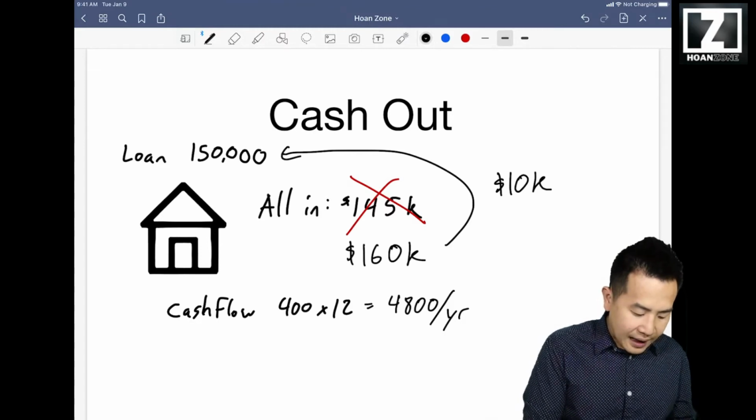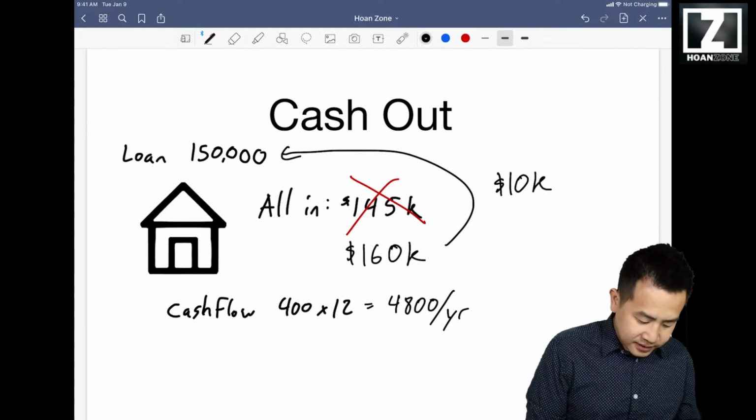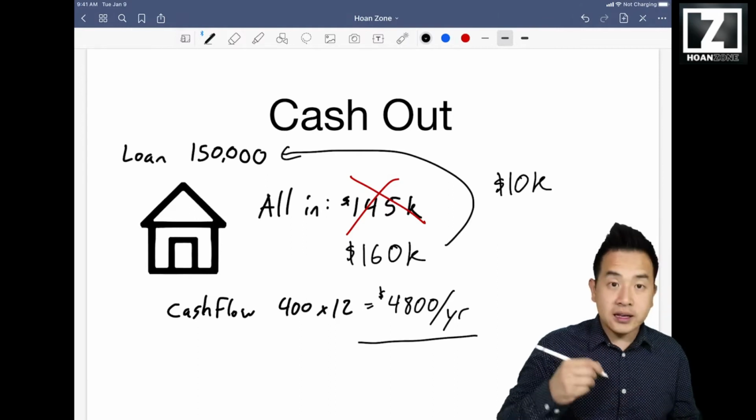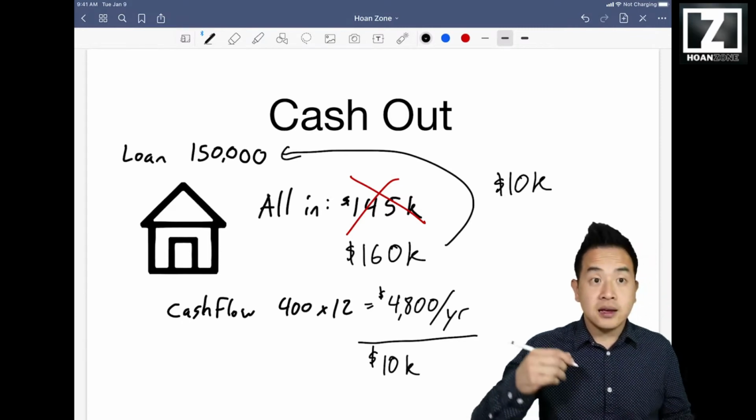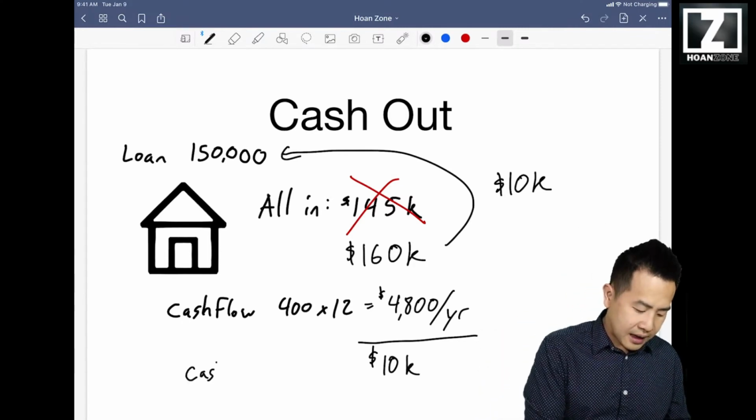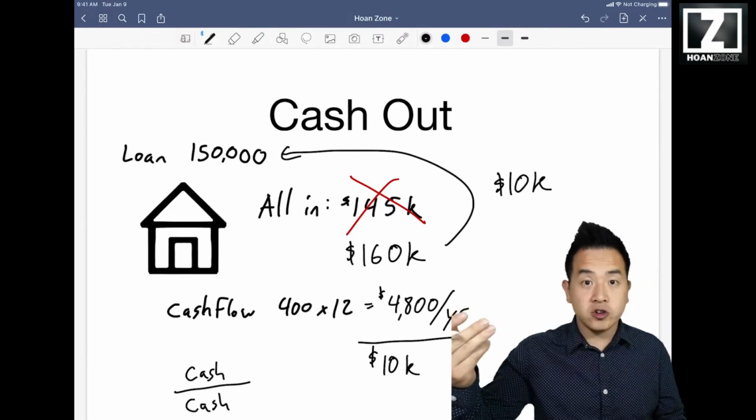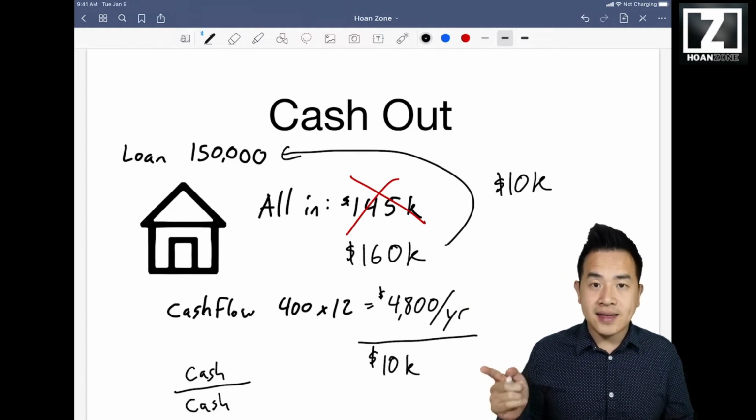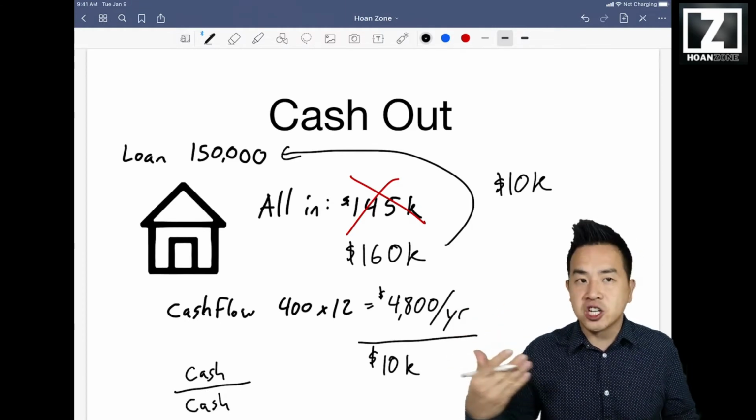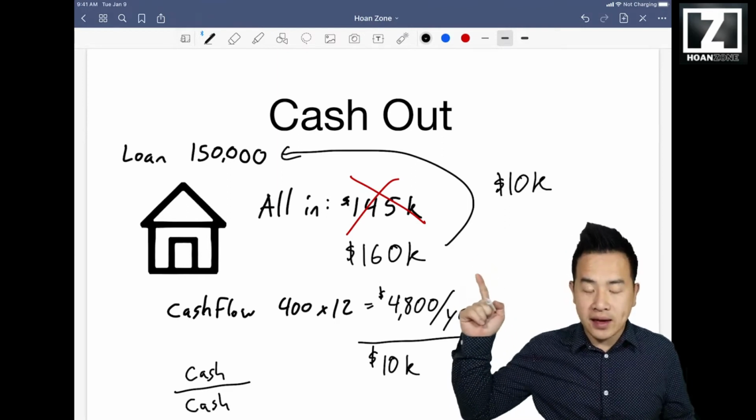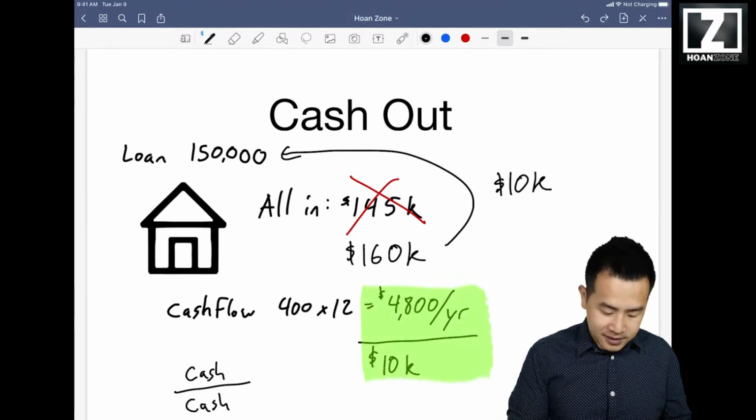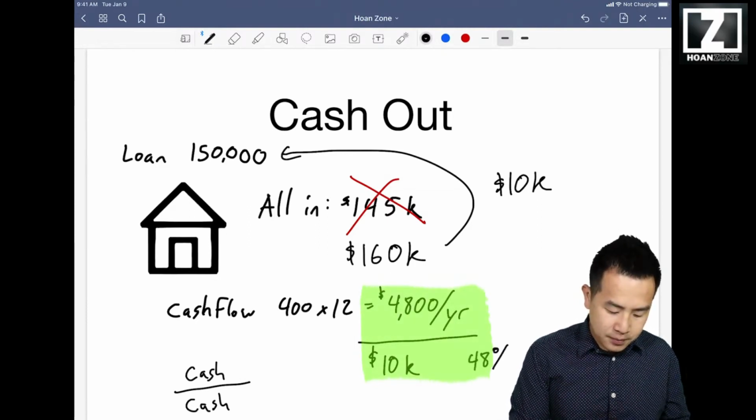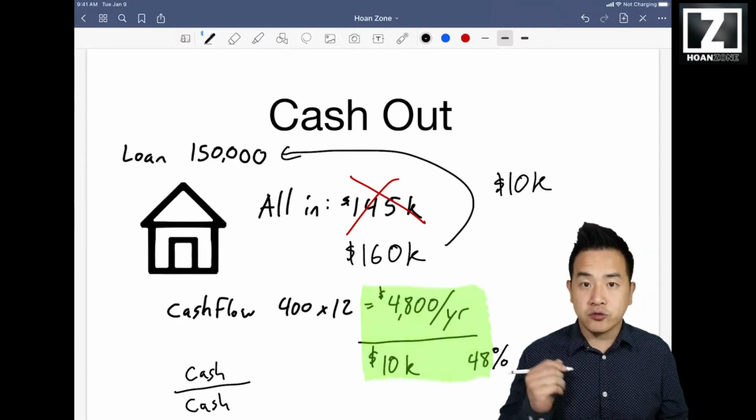So the cash I have in the deal is $10,000, and then the return is $4,800. So here I'm going to put $10,000. And so the cash on cash return, here it's $4,800 a year, and then I have $10,000 invested because I did not cash out. I have $10,000 stuck. In this case, $4,800 a year divided by $10,000 is a 48% cash on cash return.